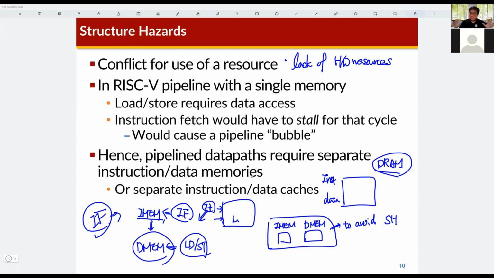Because the same memory can be requested by the instruction fetch of every instruction and the data access by load and store instructions. But in order to avoid this situation, we already separate the memory into two parts, the instruction memory and data memory. The instruction memory is accessed by every instruction and every clock, and the data memory is accessed by load and store instructions, right? So the reason is in order to avoid structure hazard, okay?